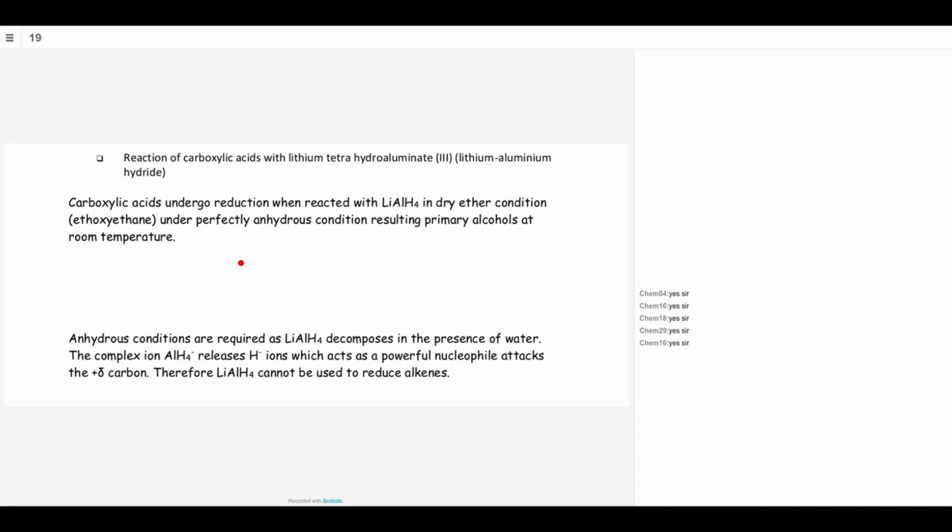So we cannot use sodium borohydride, because sodium borohydride is a selective reducing agent that can be used to reduce only aldehydes and ketones. But lithium aluminium hydride can be used to reduce any substance with a carbonyl group. So it can be an aldehyde, a ketone, an amide, acid chlorides, carboxylic acids, esters, anything can be reduced by lithium aluminium hydride.